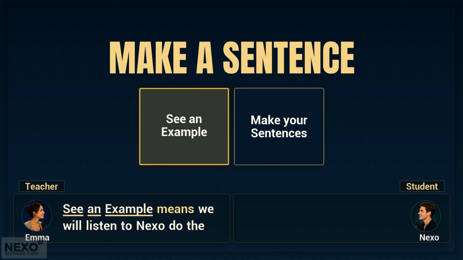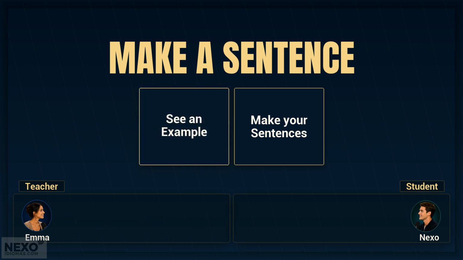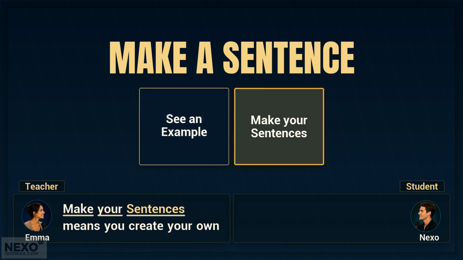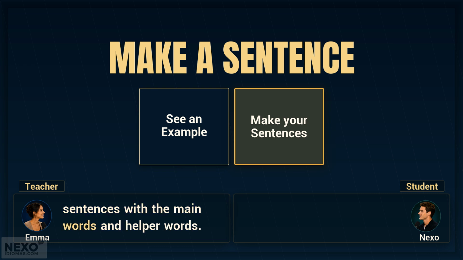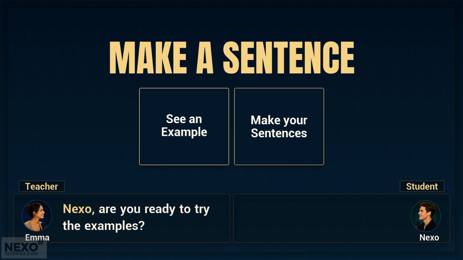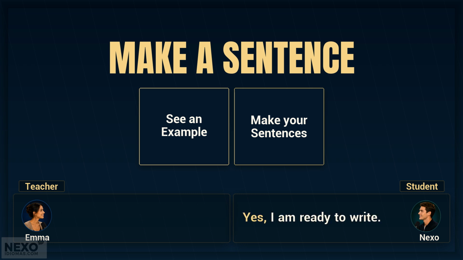See an example means we will listen to Nexo do the exercise first. Make your sentences means you create your own sentences with the main words and helper words. Nexo, are you ready to try the examples? Yes, I am ready to write.